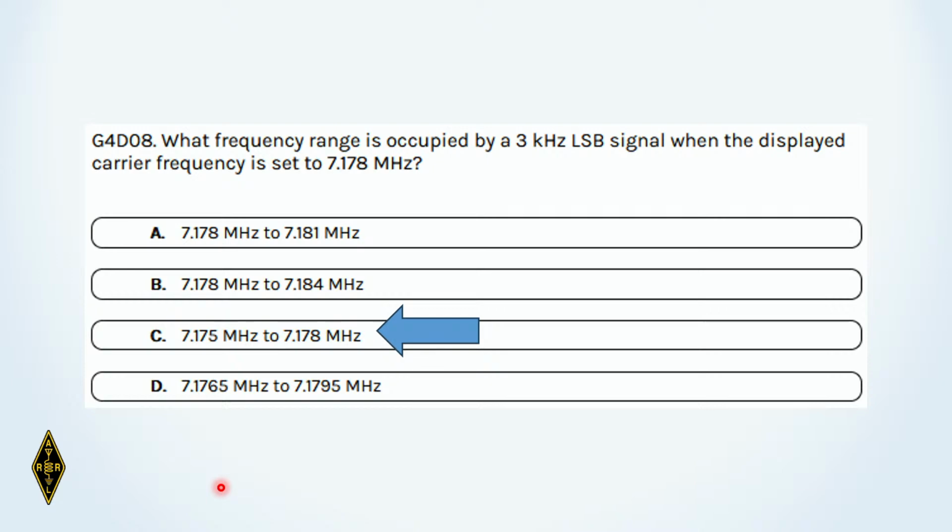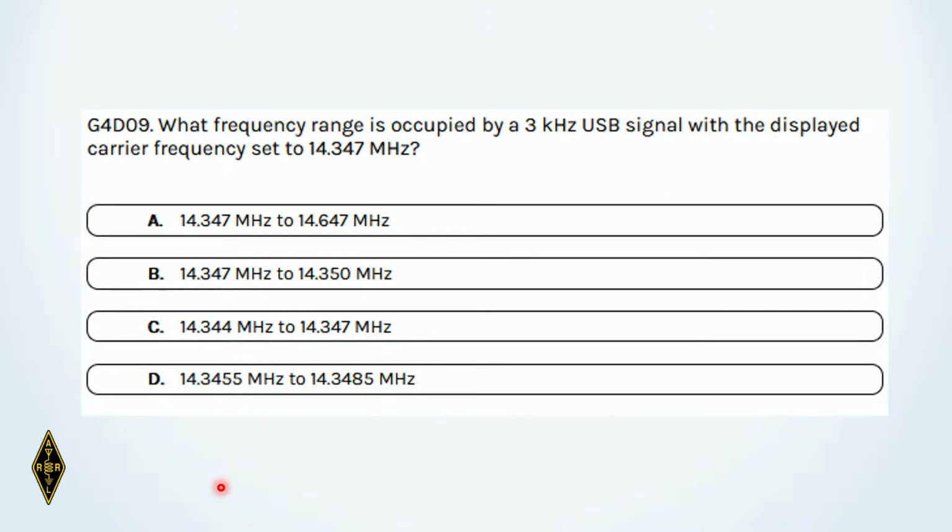So, yep. And what frequency range is occupied by a 3 kilohertz upper sideband signal with the displayed carrier frequency set to 14.347? I heard B in there, and you got it. 14.347 up to 14.350. This last digit of the number is kilohertz. So add 3 kilohertz to that, and it becomes 14.350. That says Bravo.